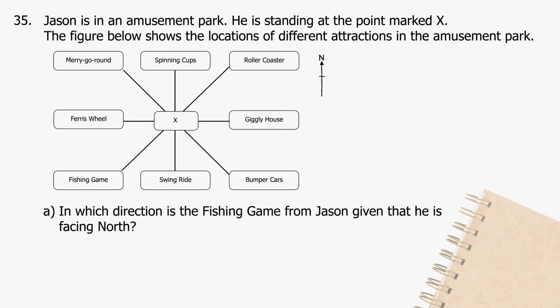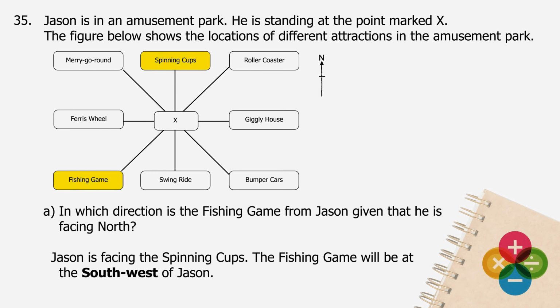Question 35. Jason is in an amusement park. He is standing at the point marked X. The figure below shows the locations of different attractions in the amusement park. A. In which direction is the fishing game from Jason given that he is facing north? Jason is currently facing the spinning cups. The fishing game will be at the southwest of Jason.